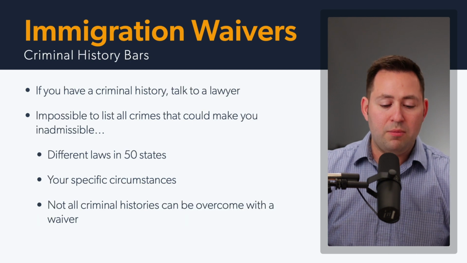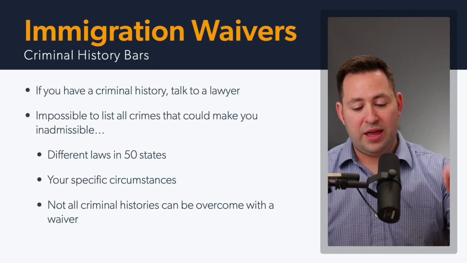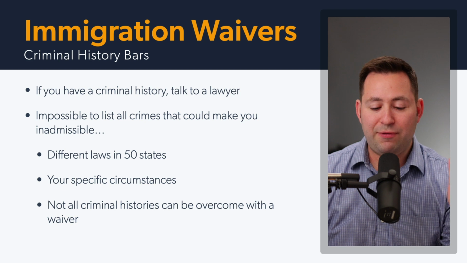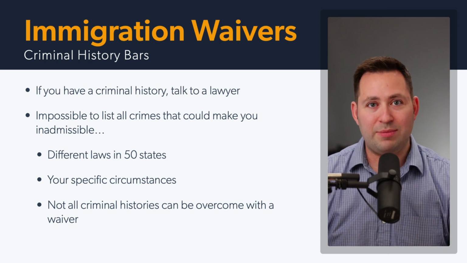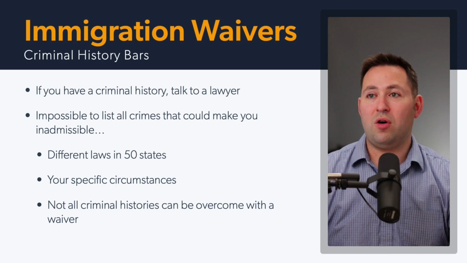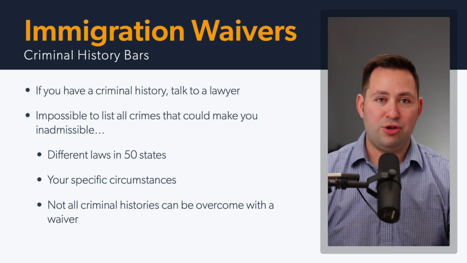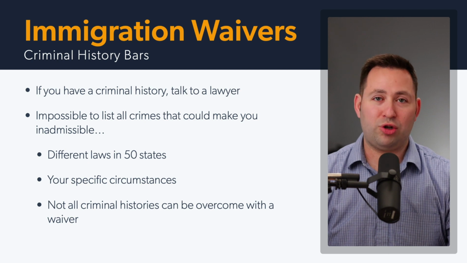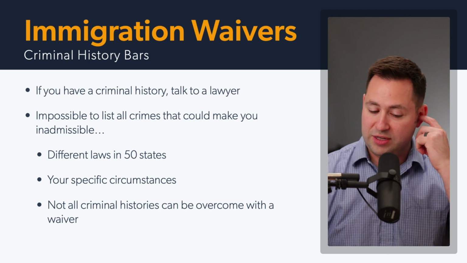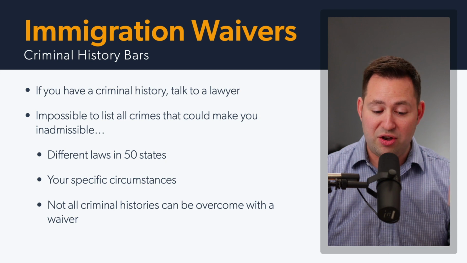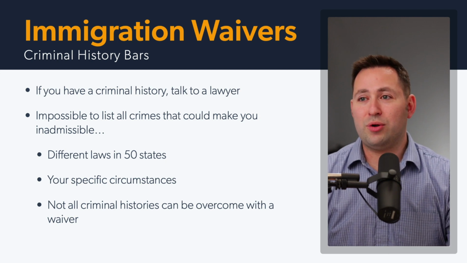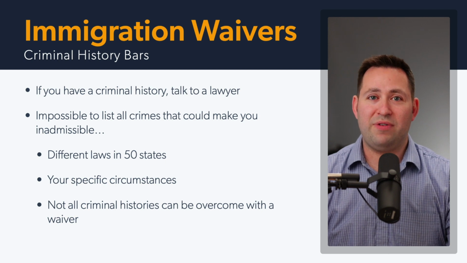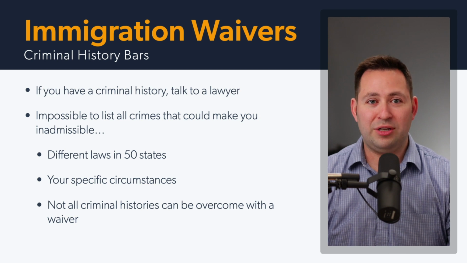All right. Moving on to criminal history bars, the most important thing I have to tell you is if you have a criminal history, you should talk to a lawyer. It's impossible to list all of the crimes that might make you inadmissible because the laws are different in all 50 states, and your specific circumstances surrounding any charges you might have are different. And then finally, you need to be aware that not all criminal histories can be overcome with a waiver. Criminal histories can be very difficult in the immigration context. And so if you have a criminal history, you should absolutely talk to a lawyer.